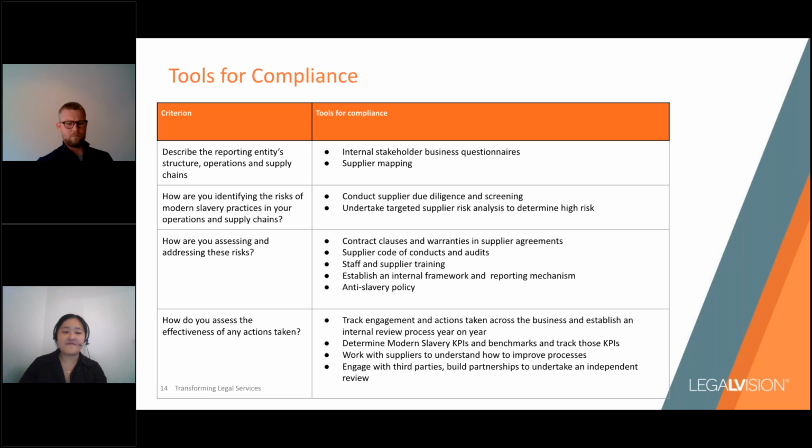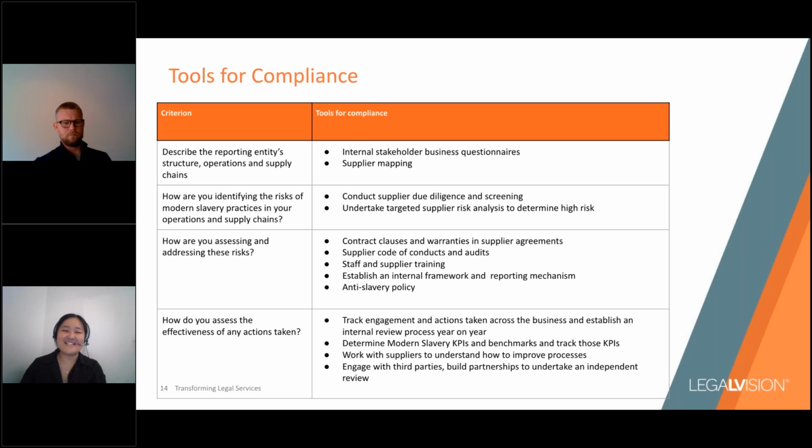The next criteria, how are you identifying the risks of modern slavery practices in your operations and supply chains? So for that, some tools that help with that is to conduct supplier due diligence and screening. So how are you ensuring that the suppliers that you onboard and use are live to the issue of modern slavery? And then to undertake targeted supplier risk analysis to determine what areas or what suppliers or what parts of your business might be high risk. Again, the regime is intended such that you can take that prioritized risk-based approach. You don't have to solve it all in one statement.